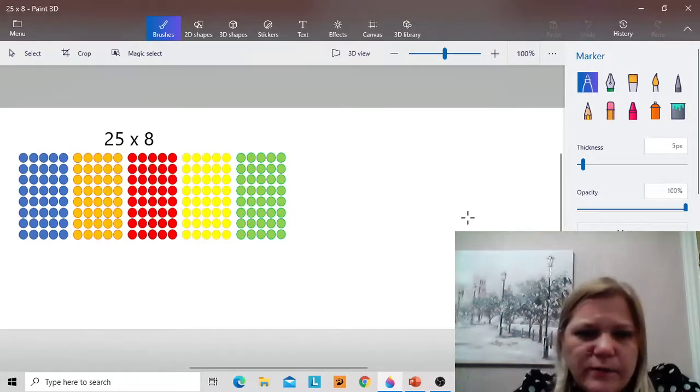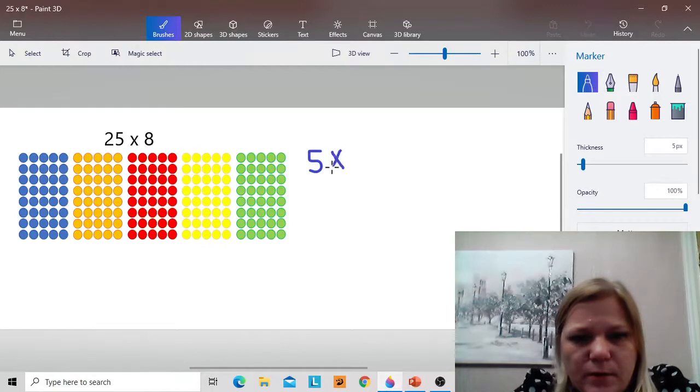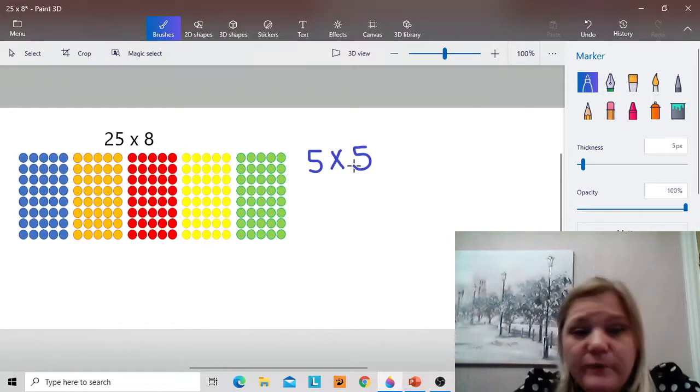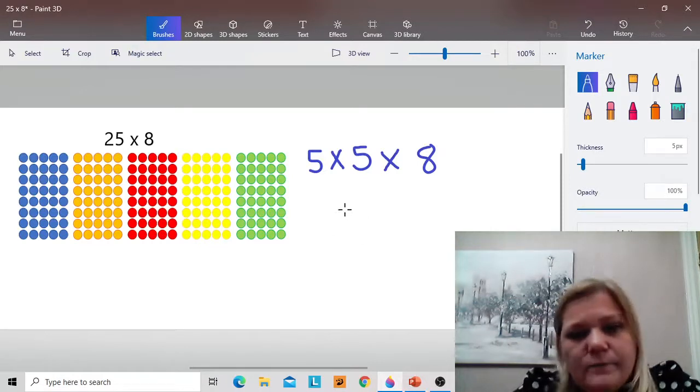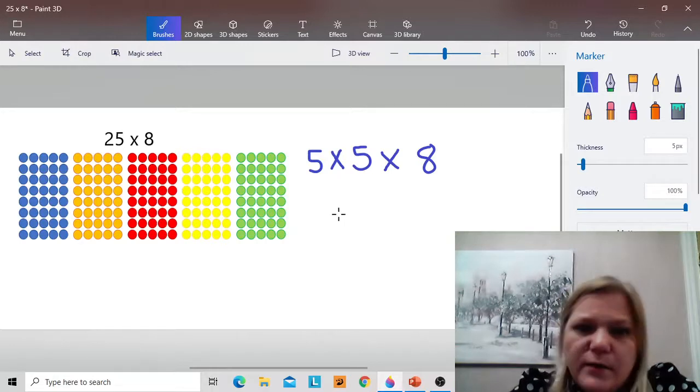Okay, so we've got 25 times 8. Now, I know that a factor pair for 25 is 5 times by 5. So 25 times by 8 is the same as 5 times by 5 times by 8. We've just made those numbers a little bit smaller and a little bit easier to work with. Okay, so now I'm going to multiply these numbers together.